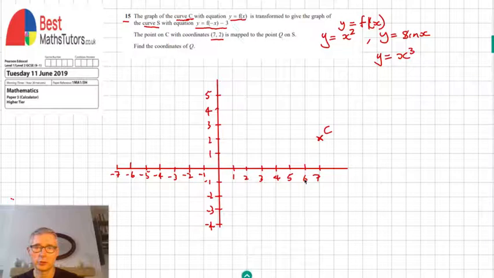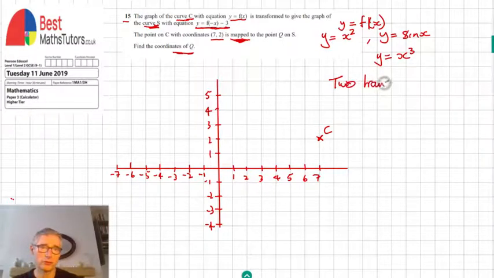It says it's mapped onto, which is a way of saying it's moved to, a point Q on the second curve. What we need to do is find the coordinates of Q. So we need to understand what these transformations actually do. Now, we've got two transformations here.